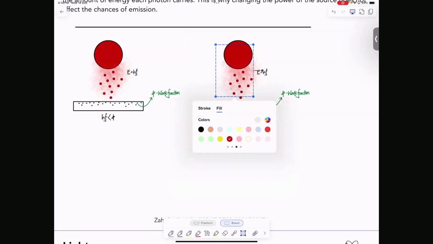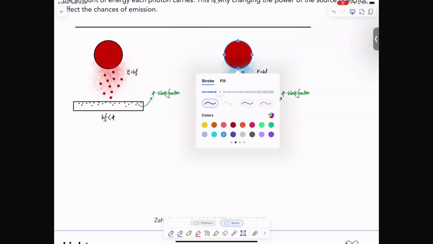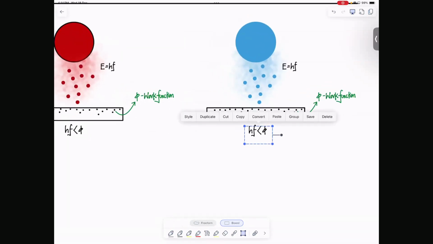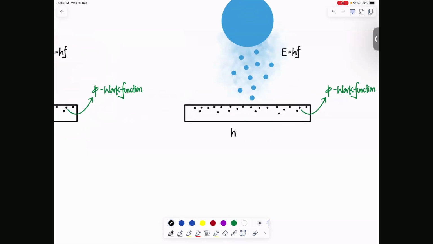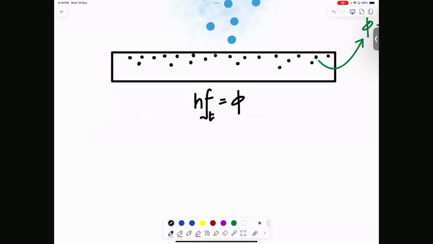And as I keep increasing, at a point I find that around the blue color, the emission just starts, barely just started, right? Can you tell me what's the criteria now? E equals HF. So when emission just takes place, E equals HF equals phi. This is the minimum frequency at which emission takes place. So we have a name for this frequency. We call it f_t, and this frequency is called the threshold frequency.